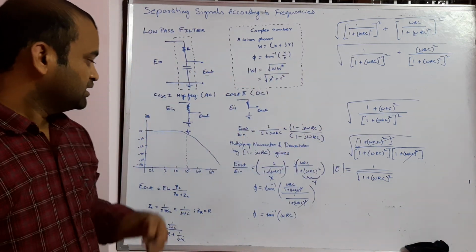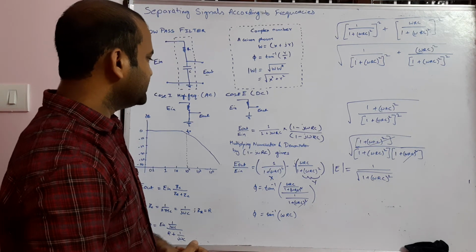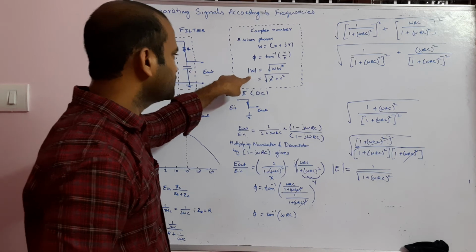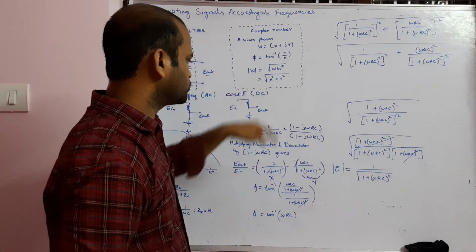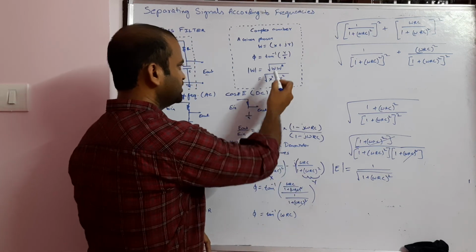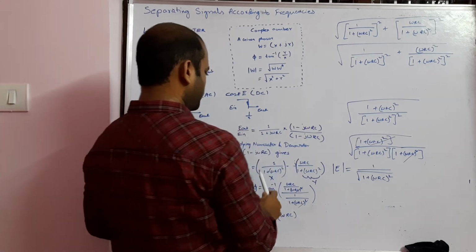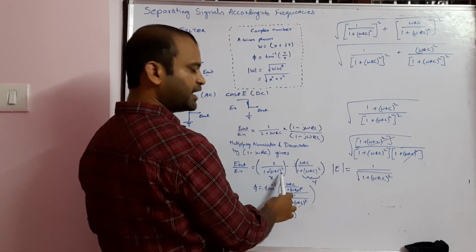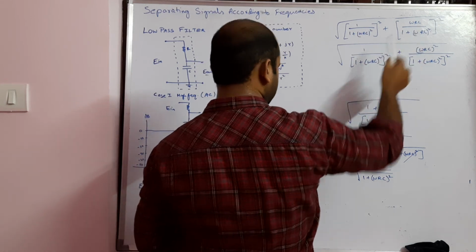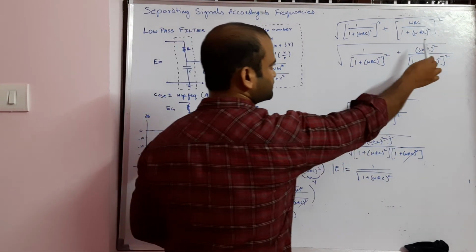Now let's calculate the amplitude. We know the amplitude of the signal is the magnitude of W, that is the square root of x squared plus y squared. Now this is x and this is y. So substitute this equation here in this x squared plus y squared. So under root of (1 divided by 1 plus (omega RC) squared) whole squared plus (omega RC, that is y). Y is omega RC divided by 1 plus (omega RC) squared.